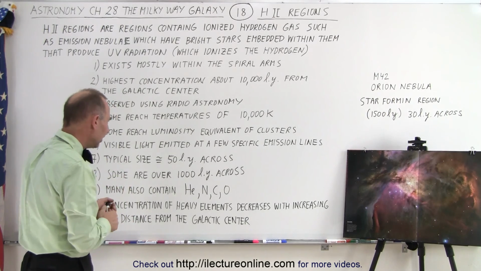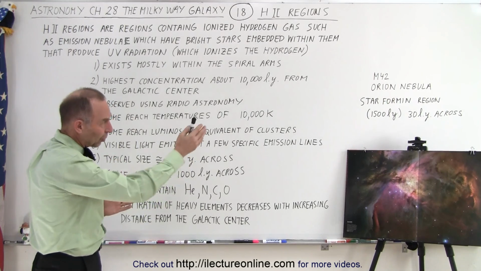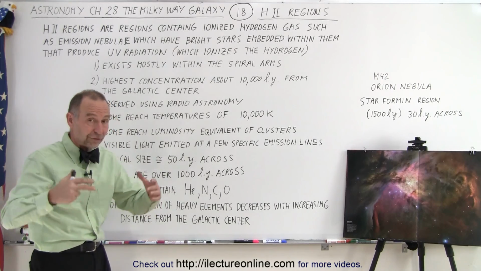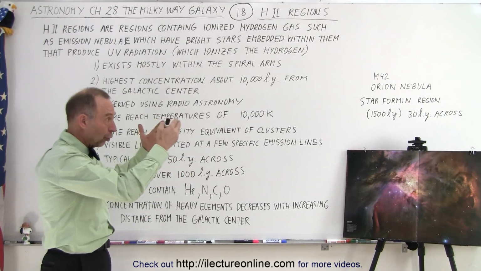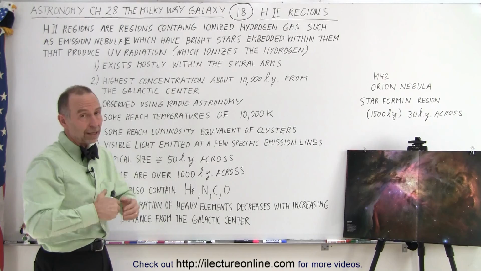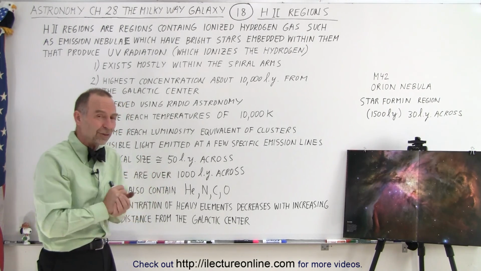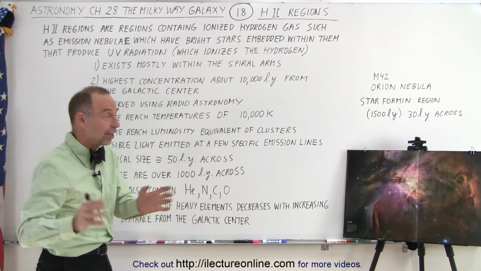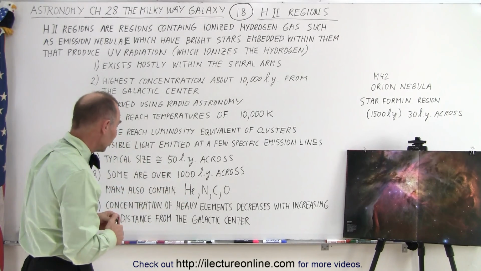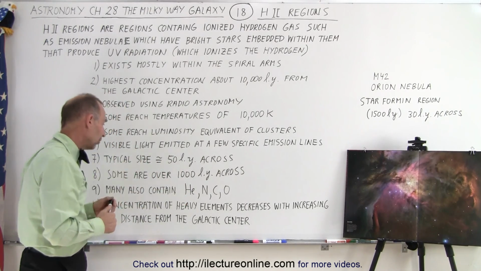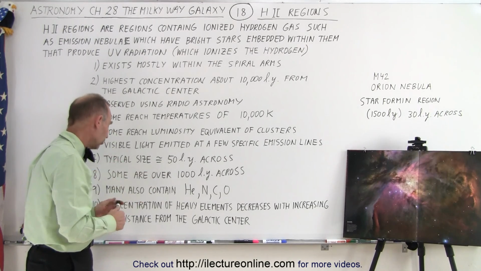The typical size, they're about 50 light years across. So the Orion Nebula, even though it's a very large nebula, is a very close nebula in our own backyard, so to speak. There are still very large nebulas out there. Typically they're 50 light years across. Some of them are as much as 1,000 light years across. So enormous regions of dust and gas where the gas is being ionized by the nearby stars.